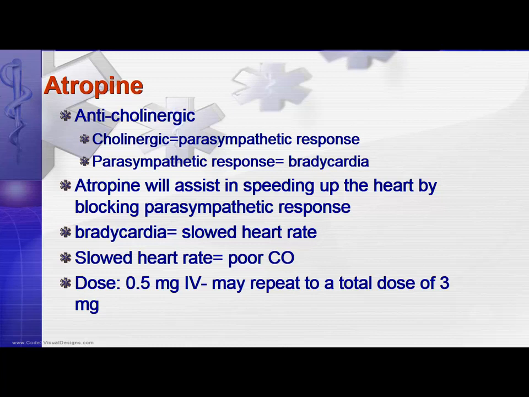Atropine will assist in speeding up the heart by blocking the parasympathetic response, meaning that we vagaled in this situation. We got this rush of acetylcholine, and through some complex chemical reactions in blocking, we essentially say, hey, watch out, acetylcholine, get off of the SA node. You're not going to make it slow down any farther. Now we're going to try to speed it up again.